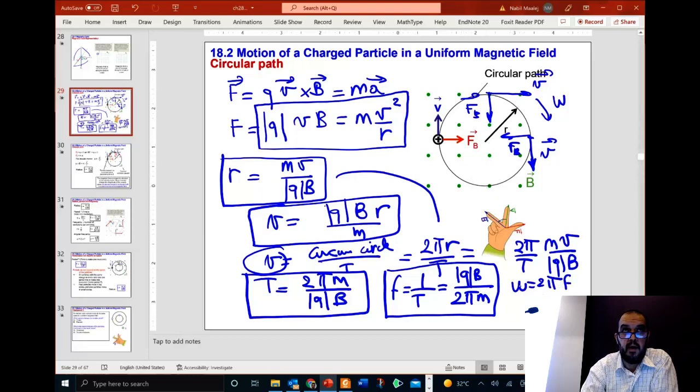So you can either use omega is 2 pi f, or v is omega r, so omega is v over r. Okay, so I can get the equation. I can write 2 pi f, so the 2 pi's will cancel. That means omega is going to be equal to qB divided by m. Another equation. So notice all of these equations, I got them from these.